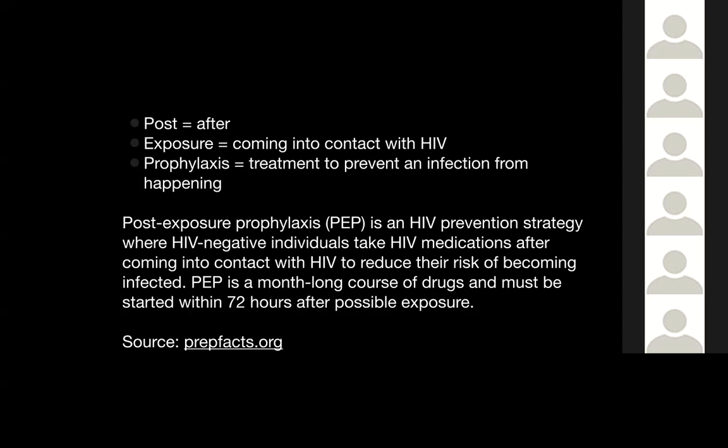And we also cannot always be sure if they are negative or positive because they had just been exposed to the HIV potentially. PEP is a month-long course of drugs and must be started within 72 hours after possible exposure. And as you know, PrEP, you take it on an ongoing basis. So those are the two primary differences between PrEP and PEP.